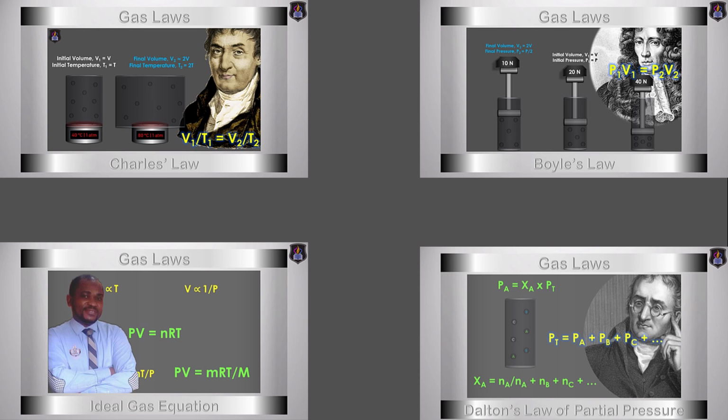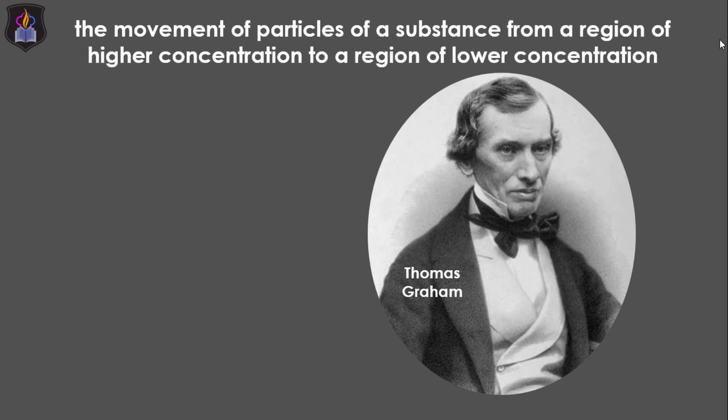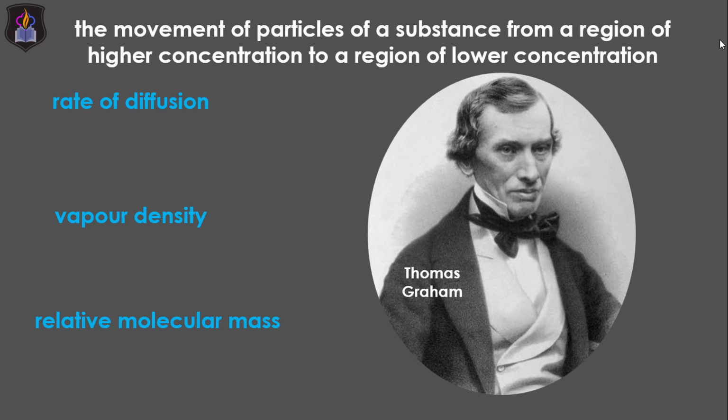Diffusion is a movement of particles of a substance from a region of higher concentration to a region of lower concentration. Thomas Graham showed a relationship between the rate of diffusion of a gas and its vapor density or relative molecular mass.